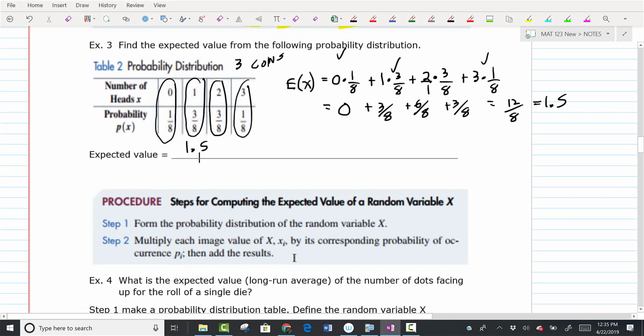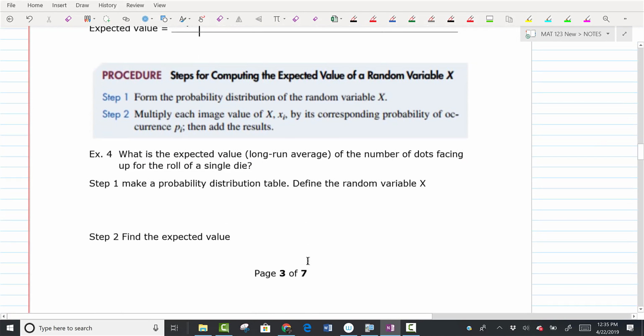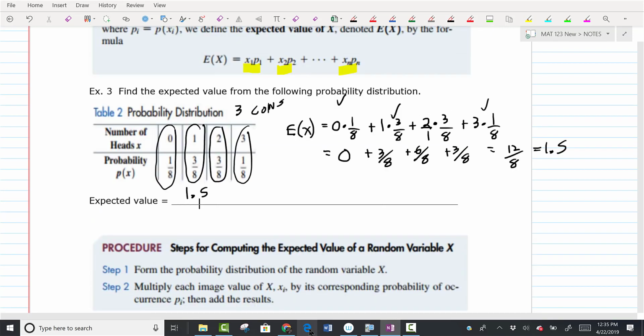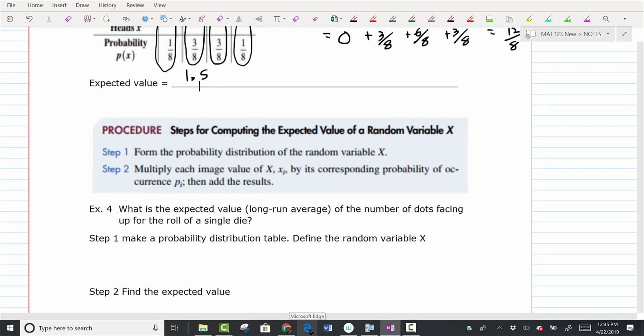I'm going to work a little bit more with this. Expected value is actually pretty easy if you have a probability distribution. So let's do this one. Let's see, down kind of at the bottom here.